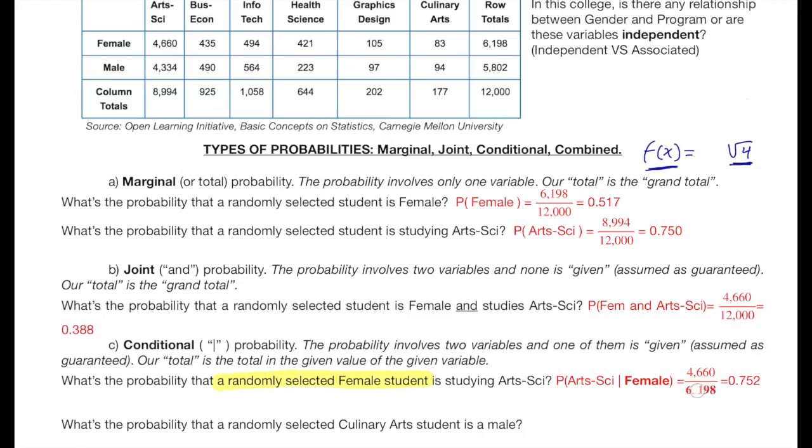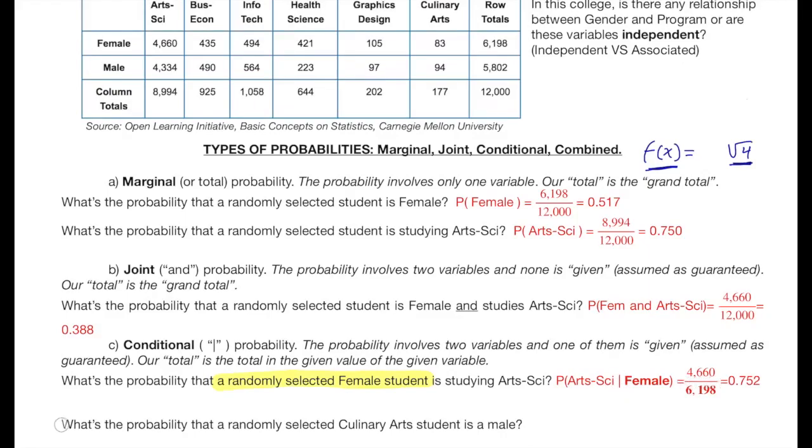There are 6,198 women, and 4,660 of them study art sciences. This is read: the probability of art sciences given female. Here I am using a kind of color code. This female is in bold, same as the denominator, and this art sciences is regular, same as the numerator. This expression looks almost the same as the fraction. Just this bar, which means "given", is perfectly vertical.